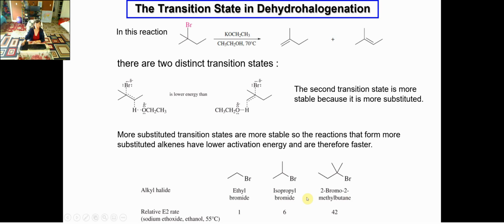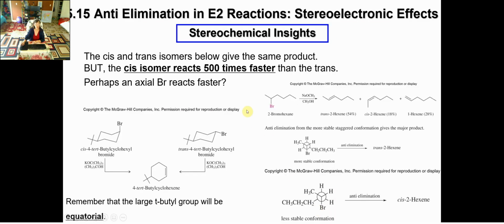So you have these different highlights. Let's do a little comparison. You have isopropyl bromide, and you have 2-bromo-2-methylbutane. The most substituted one will have the highest relative reaction rate. This is about your elimination reaction. Your elimination reaction is also related to the different isomers.